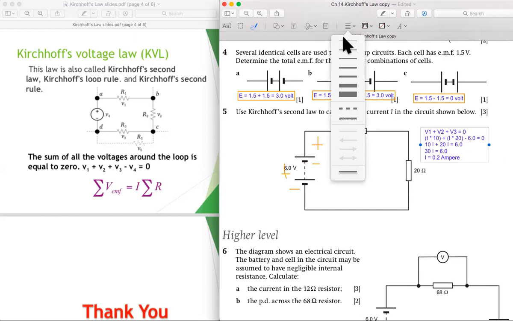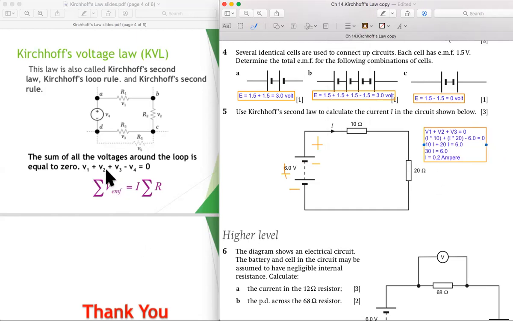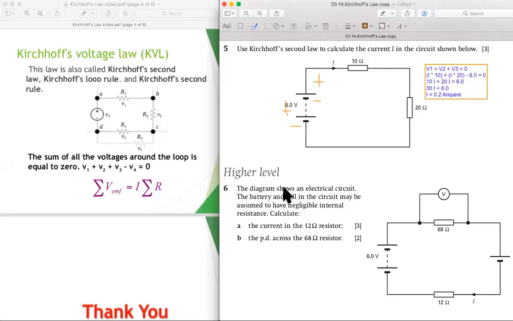Okay, I hope you understand about this one. Yeah, we use this Kirchhoff voltage law or Kirchhoff second law. Okay, if you want to copy, just copy here. Number 6, high level. Maybe still for Kirchhoff voltage law.